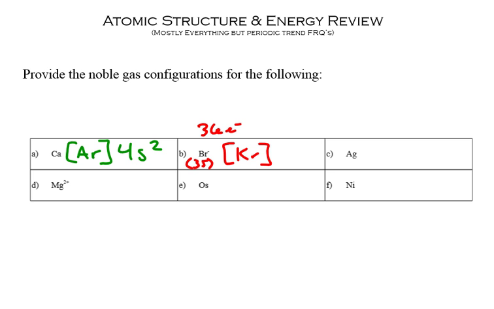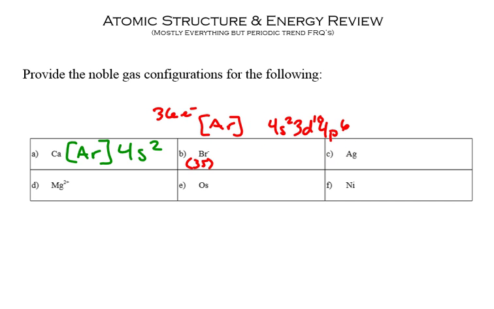You're on the fourth row. The rule still applies. You have to take the previous row. Even if you're a noble gas, you cannot be on it. So that is still argon. And now you do everything that's on the 4th row. That's all. So it's 4s2, 3d10, 4p6. So that's what that one should be.